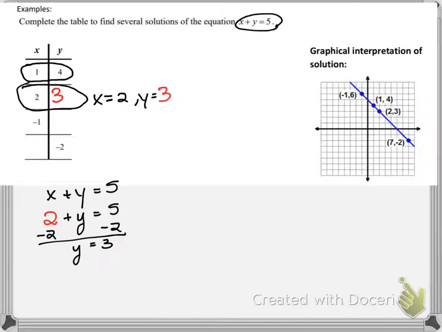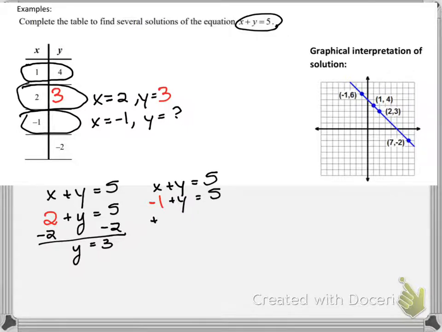Let's keep going. What about this next ordered pair? We have -1 and then a blank. So this is saying x equals -1, y equals something. Again, down here, we'll write out our equation, and in place of x, we will write -1. So we have -1 plus something equals 5. Then we add 1 to both sides, and we find out that y equals 6.